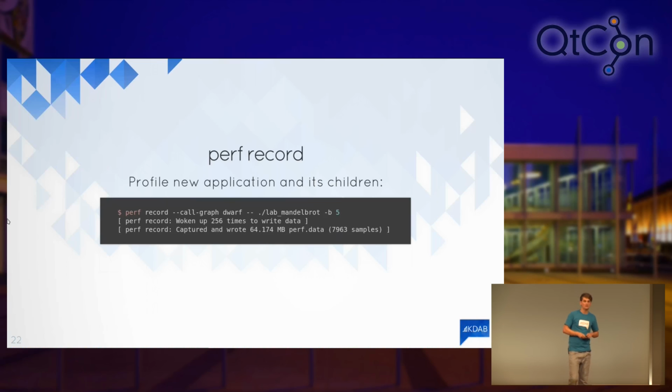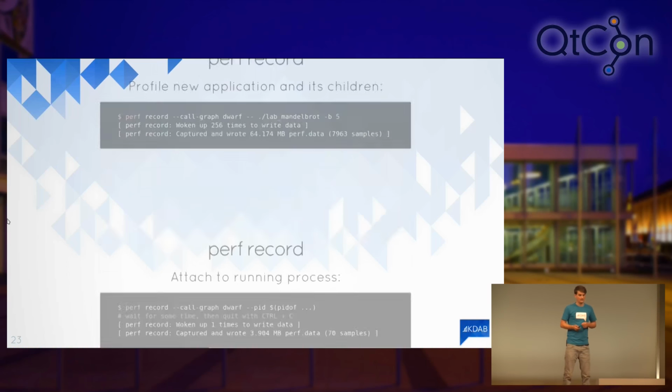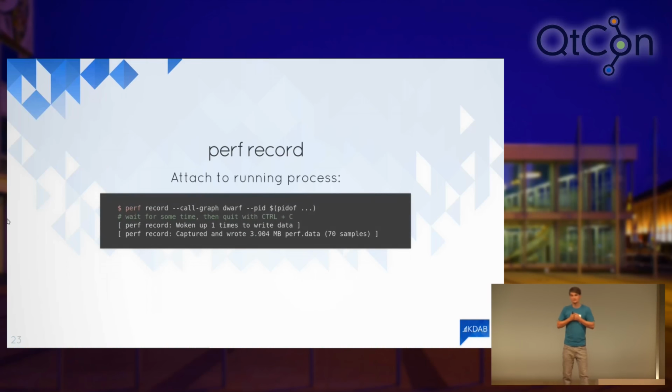If you run the DWARF unwinder on a heavily multi-threaded application for a couple of seconds or even minutes, you can easily get hundreds of megabytes of output data back. With perf record, you can not only launch a new application, you can also attach to a running application, which is sometimes extremely useful.